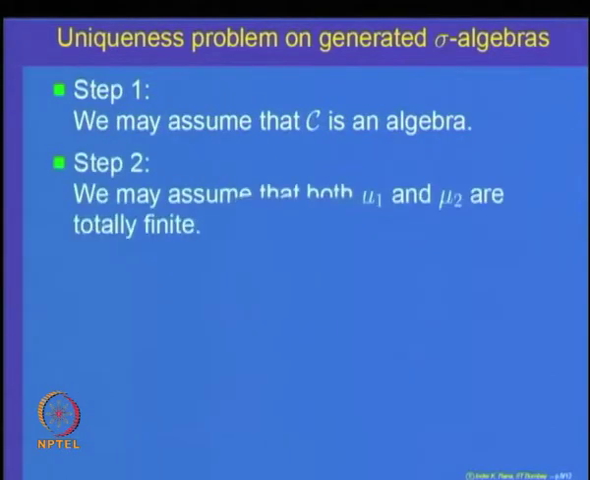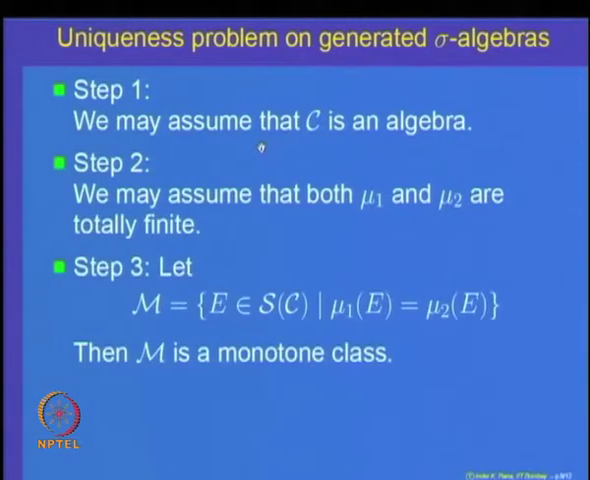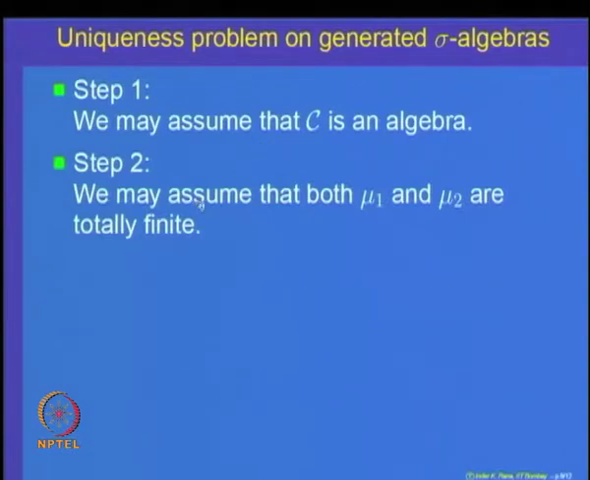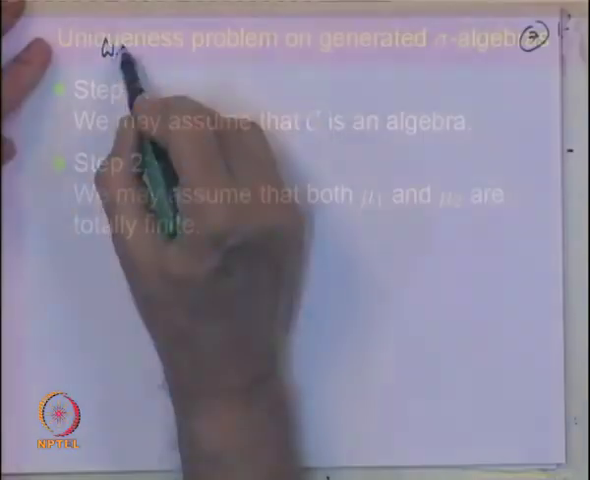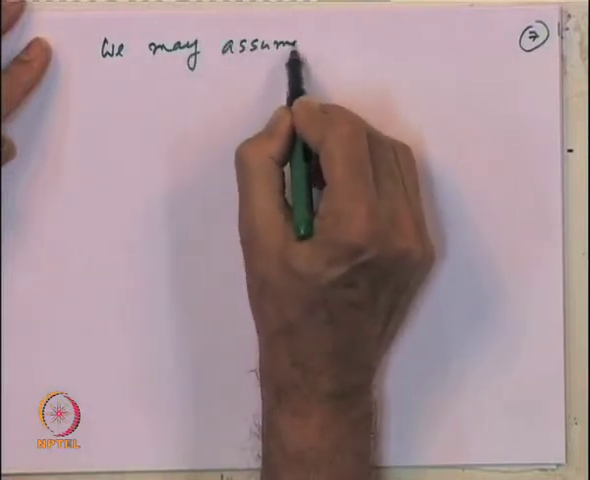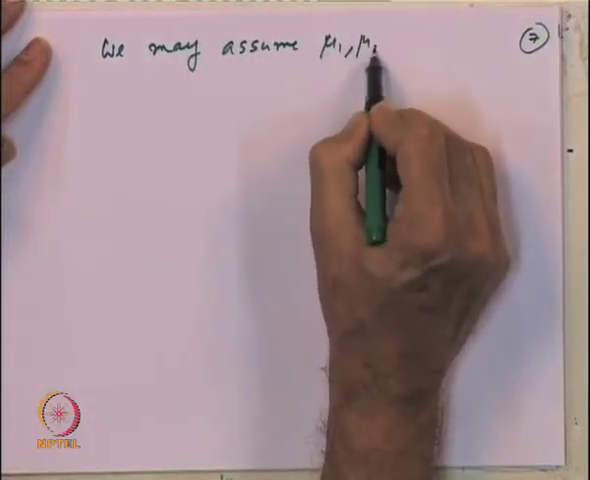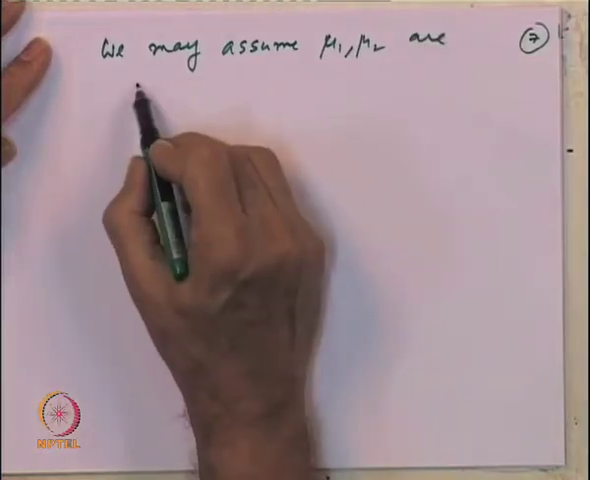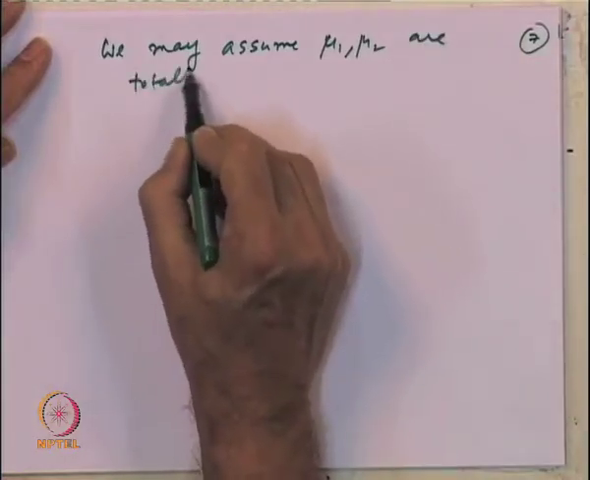So, next step, let us look at the next step. It says that we may assume that both mu 1 and mu 2 are totally finite. We are given that mu 1 and mu 2 are sigma finite. So, the next step is that we may assume mu 1 and mu 2 are totally finite.